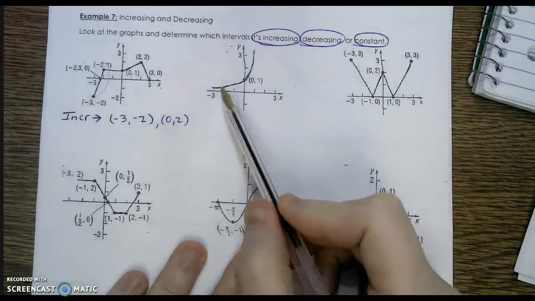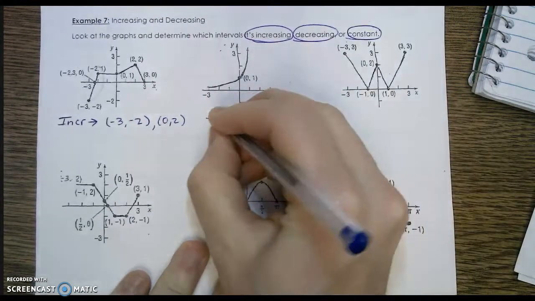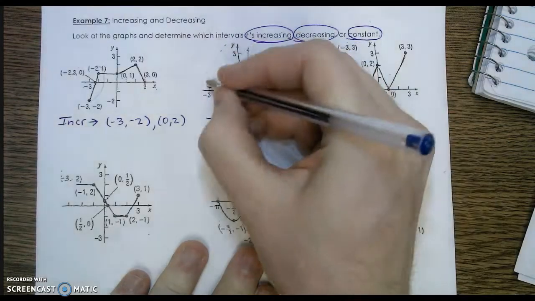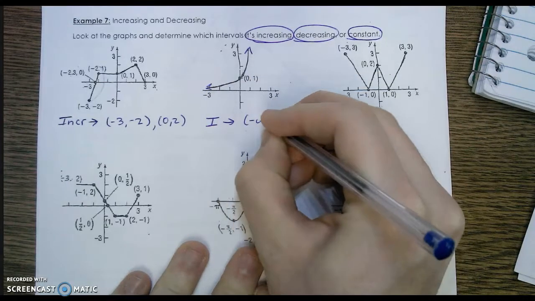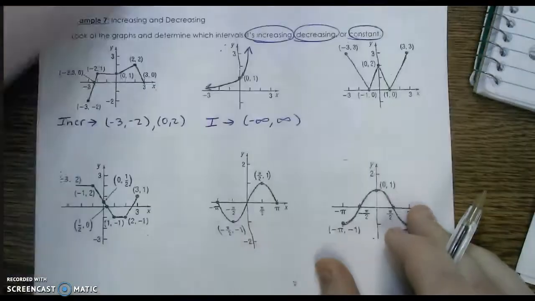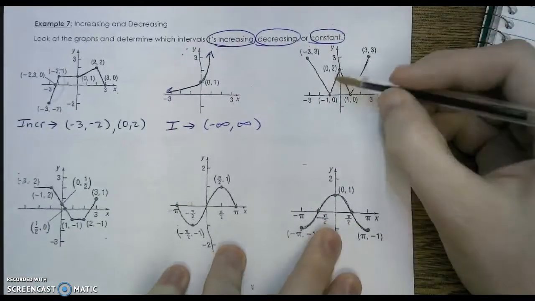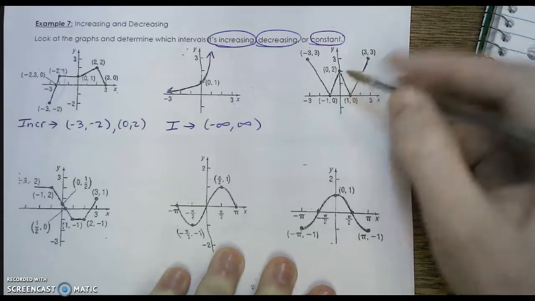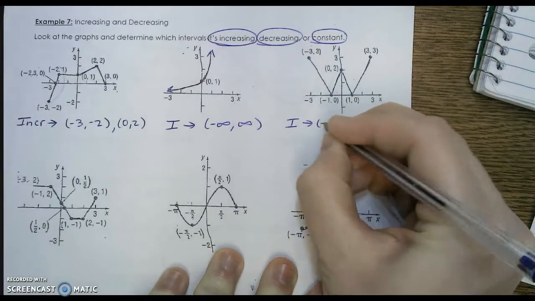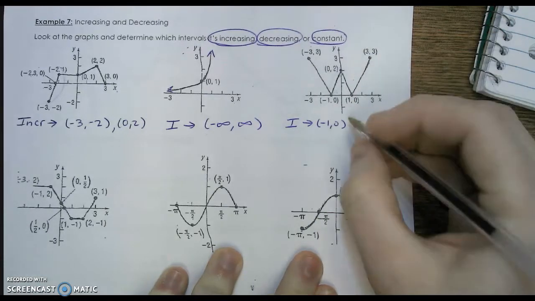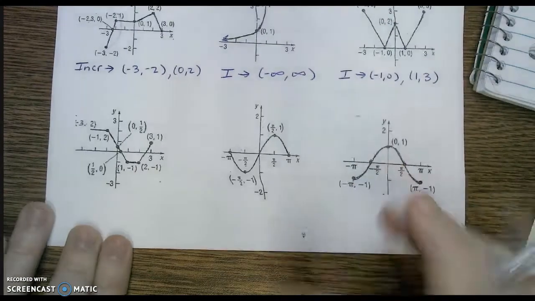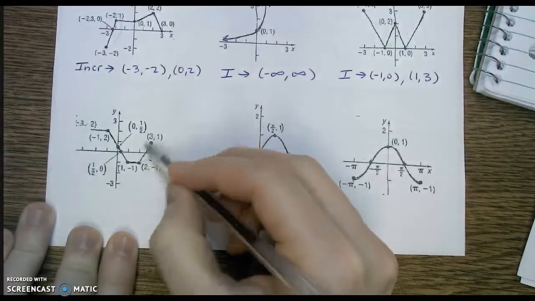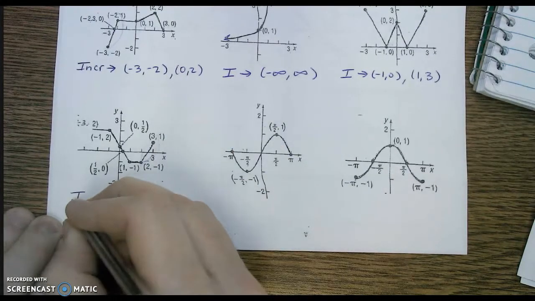On this graph, the entire thing is increasing. So it's increasing, let's imagine there's arrows here. It's increasing from -infinity to infinity the whole time. In this one, we see it's increasing from -1 to 0 and increasing from 1 to 3. Here it is only increasing from +2 to +3.